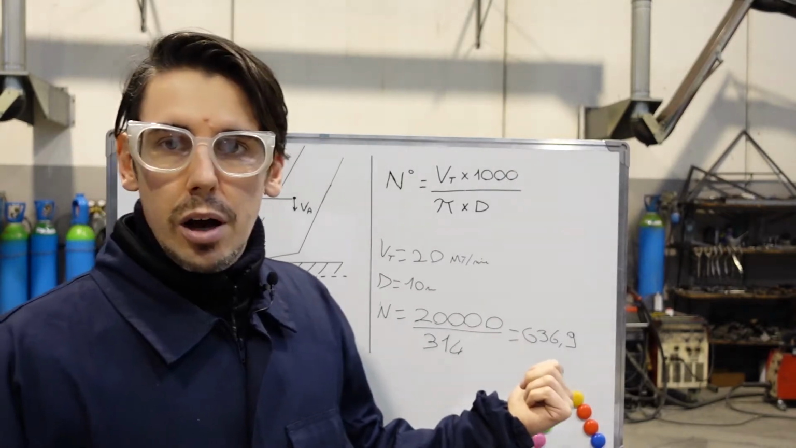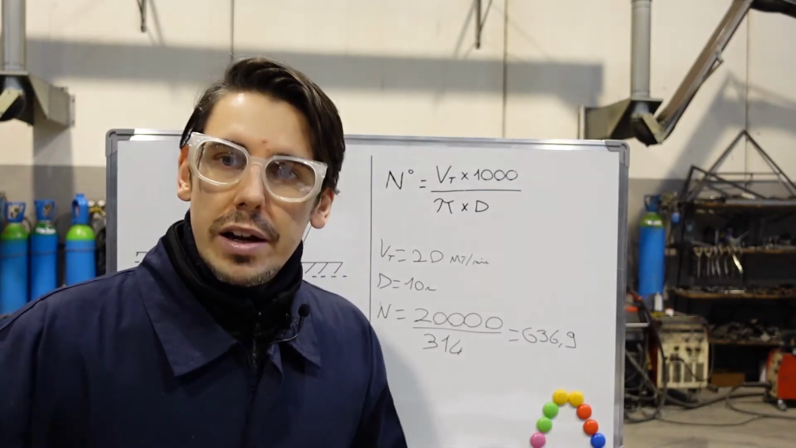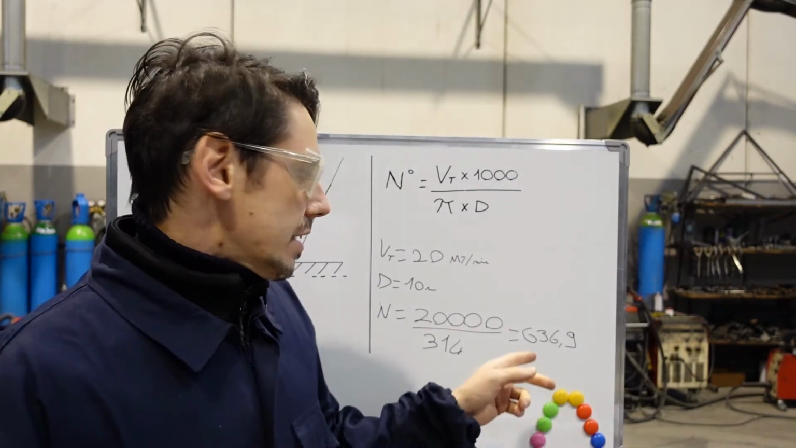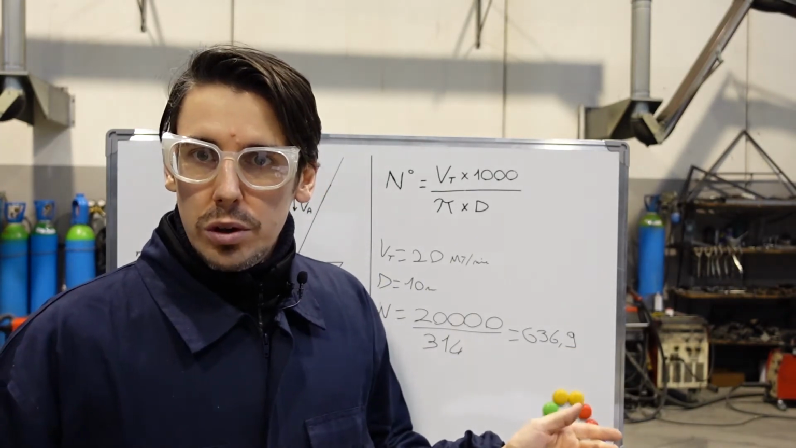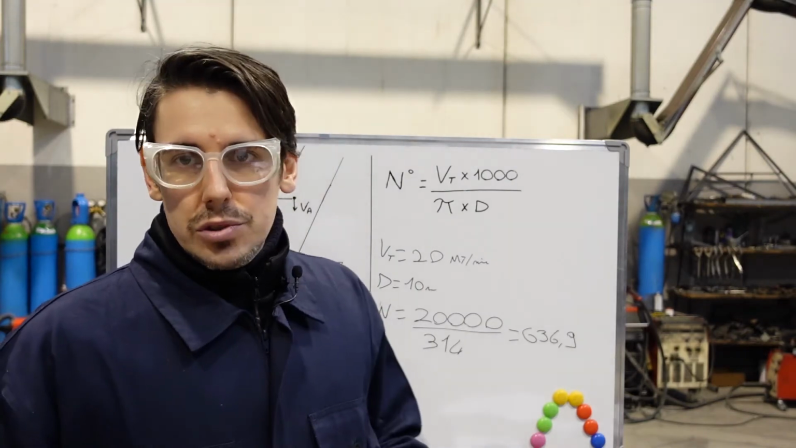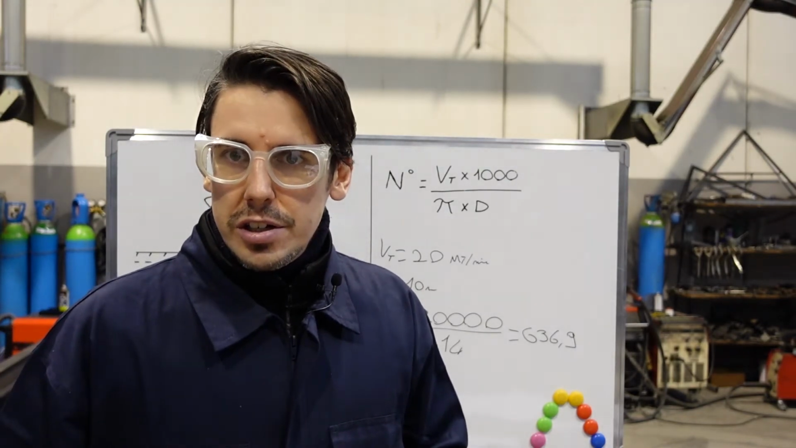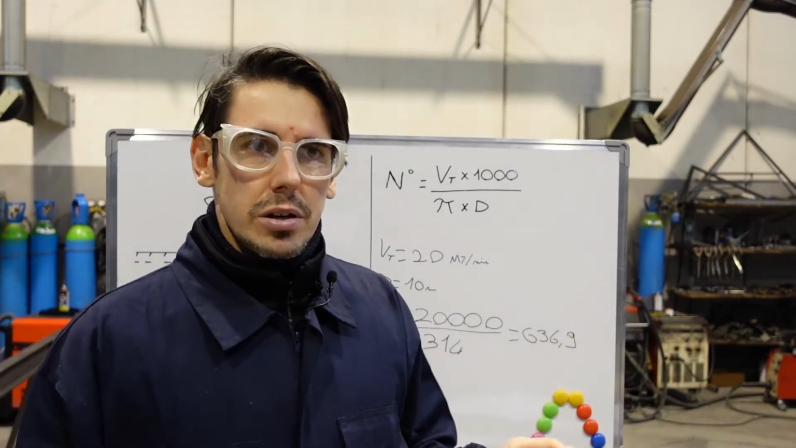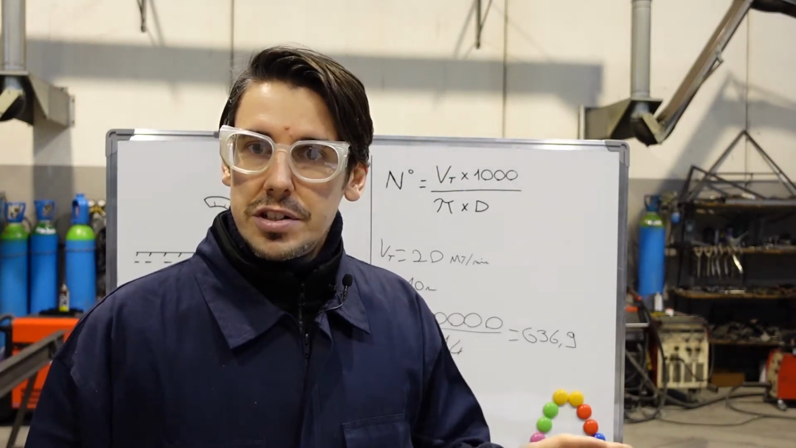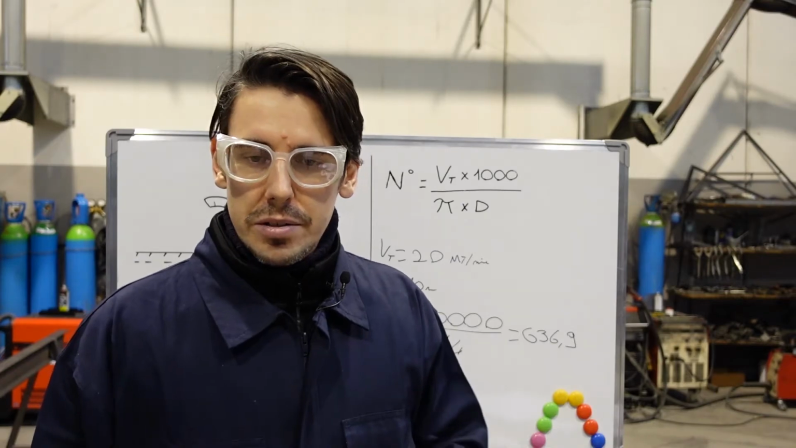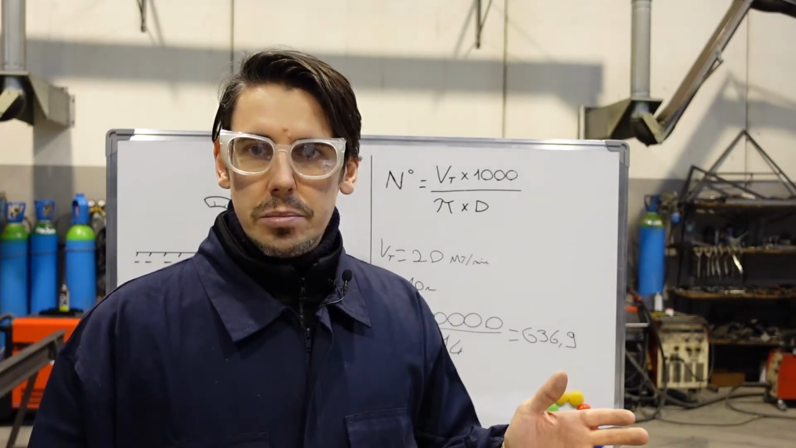Now this is an optimal value. In reality, machines don't have this kind of precision. We have to adapt it to what we have. Only a CNC machine can have the right number because they have a system that adapts the revolutions per minute precisely. So we'll see an example.